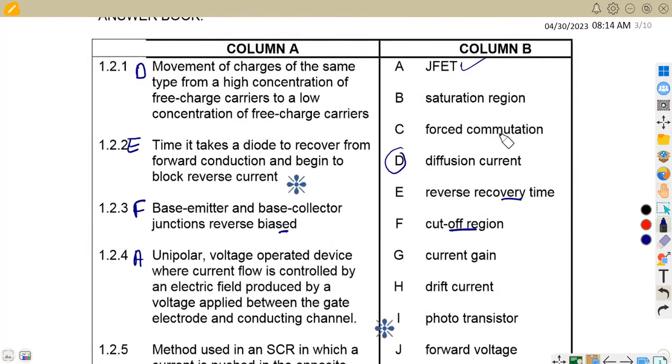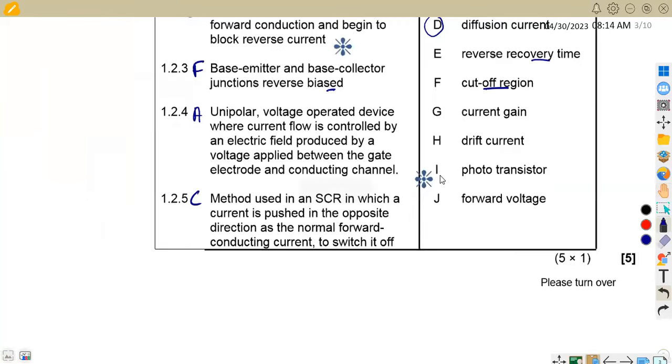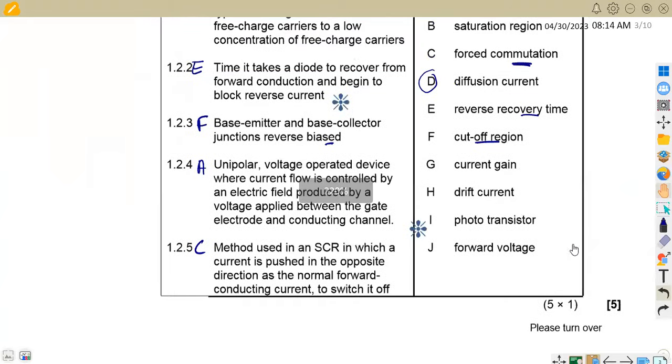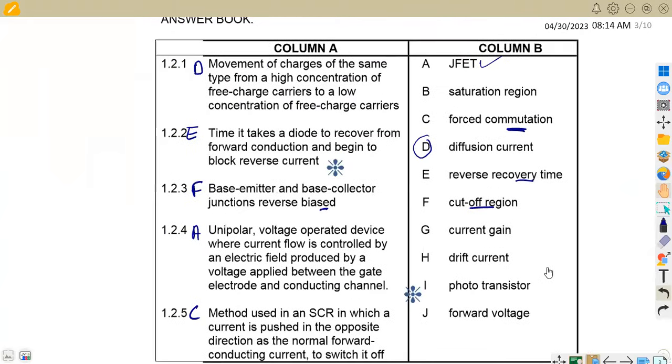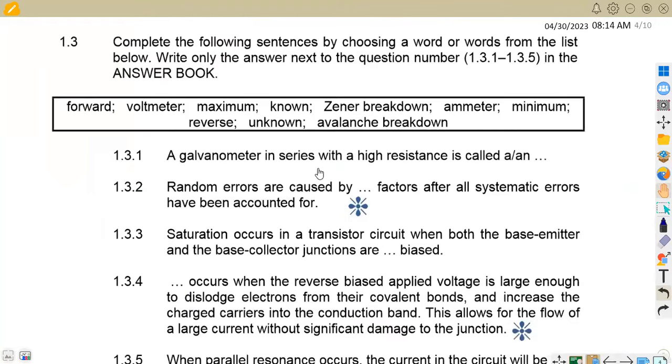Forced decommutation, which is on C. All right, so that's a forced decommutation, this one, which is C. So these are the typical answers that we had. As you can see, it's best that we work with our theory much. Then here we are given 1.3. From the list that we have, these are the answers that you're given.